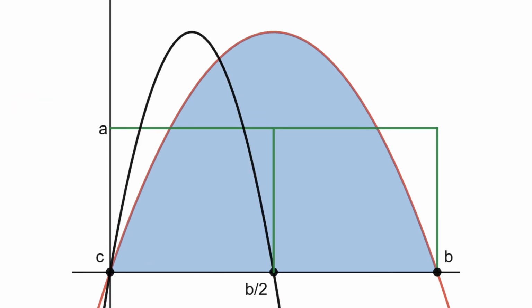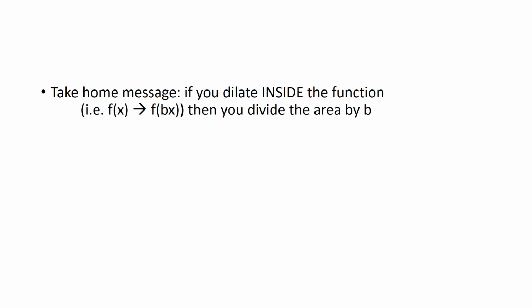If we look at it like this, I've colored it in black for some reason here, we can make a rectangle with half the width, going to b over 2, because we had f of 2x. Take-home message we've got here: if you dilate inside the function, so f of x is what we know, and f of bx is what we're being given, then we divide the area by b.